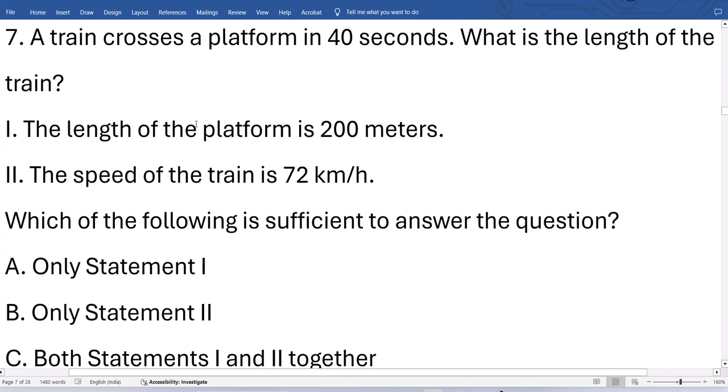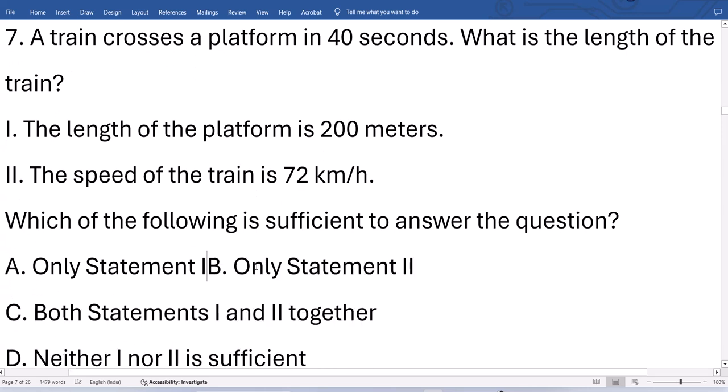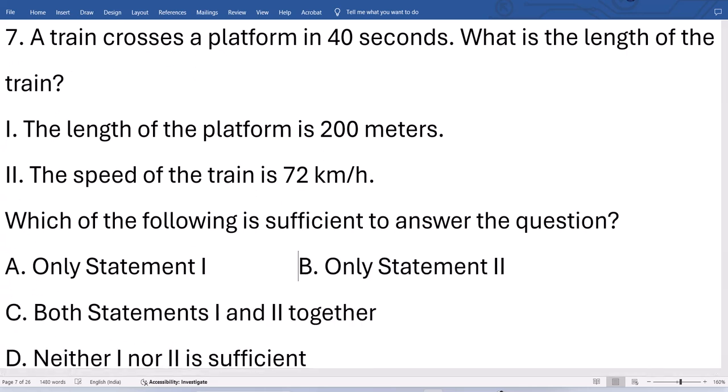Seventh question. Data sufficiency in reasoning. Now, to answer that question, initially what they have given, which data is required? What is the question they are asking? A train crosses a platform in 40 seconds. The question is, what is the length of the train? Now you have to calculate the length of the train. To answer that, what data is required?